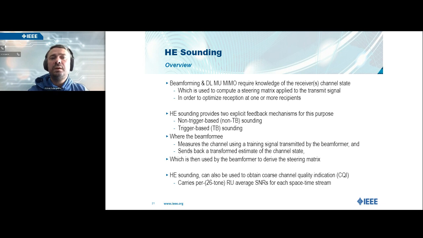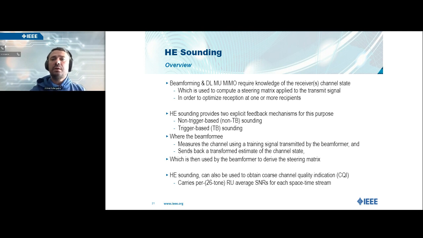recipients. In 11ax, we have defined 2 feedback mechanisms for sounding. One is non-trigger based, so it's non-TB sounding, which is generally used for beamforming, and the trigger-based sounding, which is generally used for multi-user operation. And both of them allow the beamformee to measure the channel using a training signal transmitted by the beamformer and send back a transformed estimate of the channel state, which is then going to be used by the beamformer to derive the steering matrix.